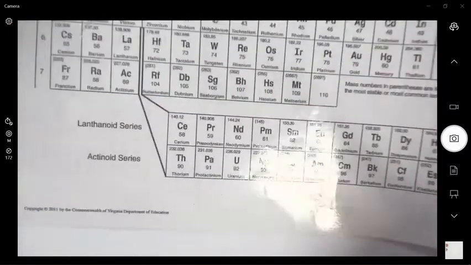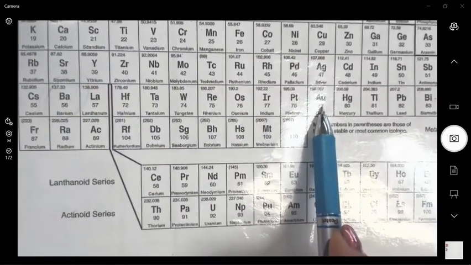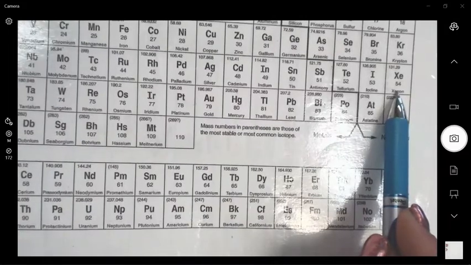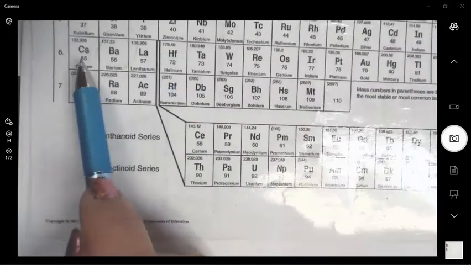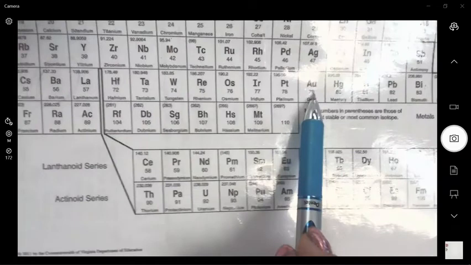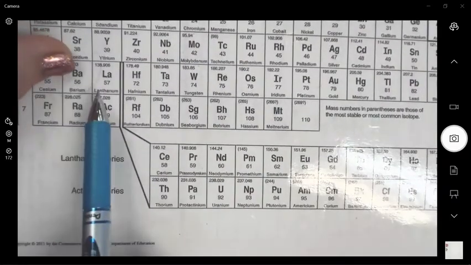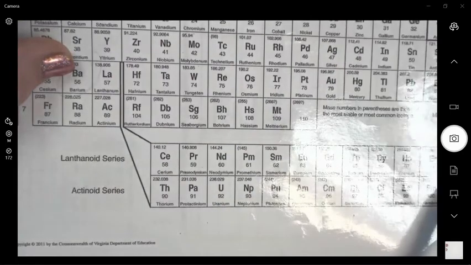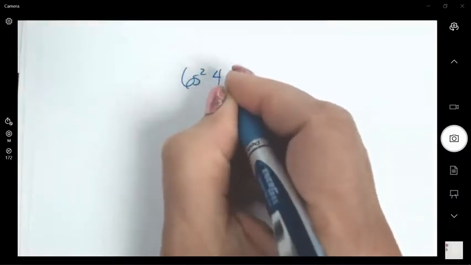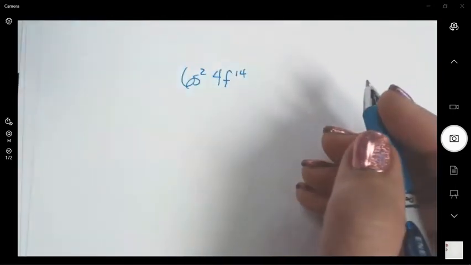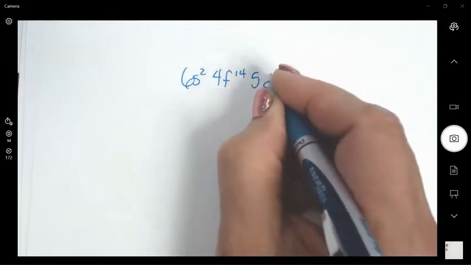Yeah, question? For gold, the full electron configuration for gold. Wonderful. So here is gold, and you want me to do the full one? I'll do the full one if you want. Okay, so I need to get to gold. So I'm going to go 6s2. Then I hop down to the lanthanoid series, which would be 4f14. So it's 6s2, 4f14. And then I'm at the 5d9.